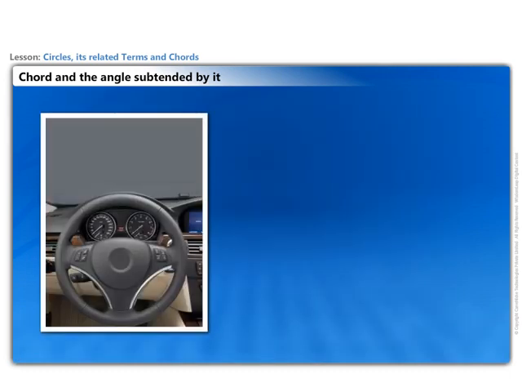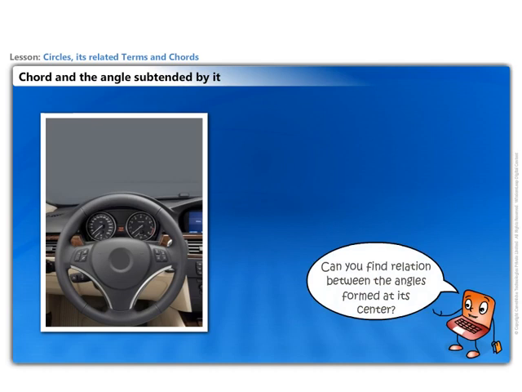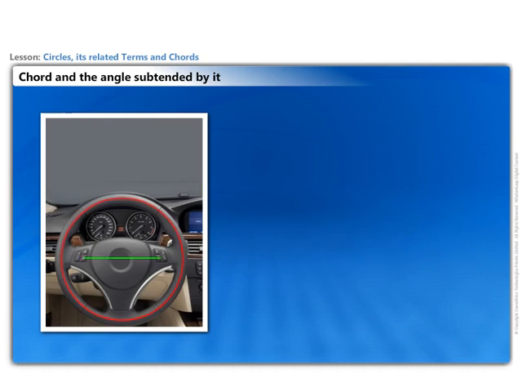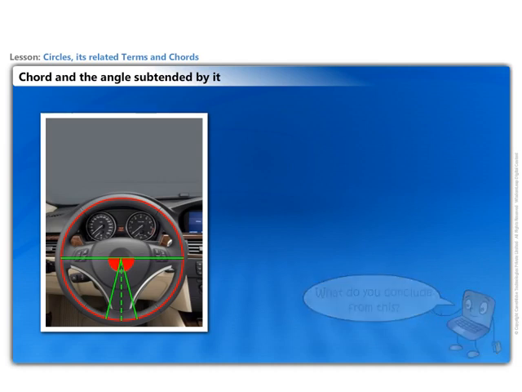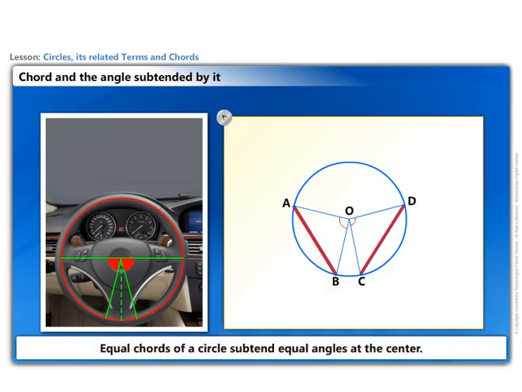You must have observed the steering wheel of a car. Can you find the relation between the angles formed at its center? If the distance between the segments of a T-shape of the handle forms two equal chords, then it subtends equal angles at the center. What do you conclude from this? Equal chords of a circle subtend equal angles at the center.